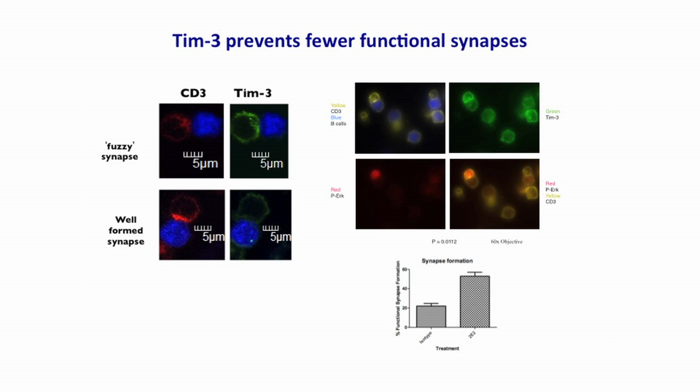Here's an example of immunofluorescence where we see a good immune synapse, where CD3 is present. TIM3, you probably can't see it, but it is in this cell, but it's been excluded from the immune synapse. And this cell is quite functional, because this red stain is for phospho-ERK. If we add TIM3 antibody, 2E2, we see more well-formed immune synapses in immunofluorescence.